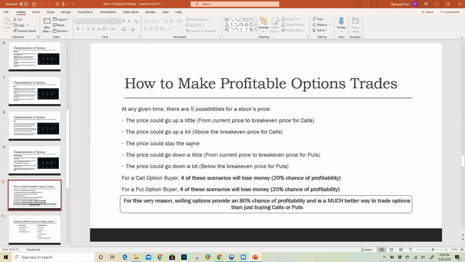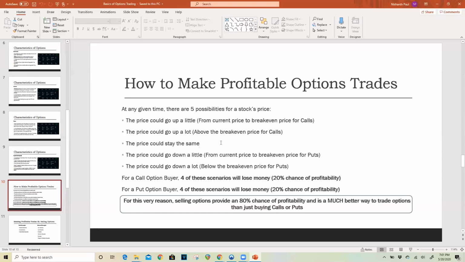So now that we've gone through some basics of how options actually behave, let's get into how to actually make profitable options trades. At any given time there are 5 possibilities for a stock price in the context of an option. The price could go up a little, meaning that it could go up from the current price to the break-even price for a call option, where you would still lose money. It could go up a lot, which is above the break-even price, where you would start making profit on calls.